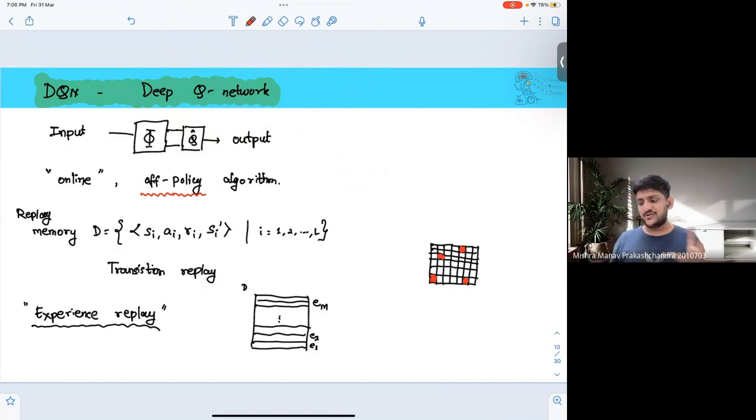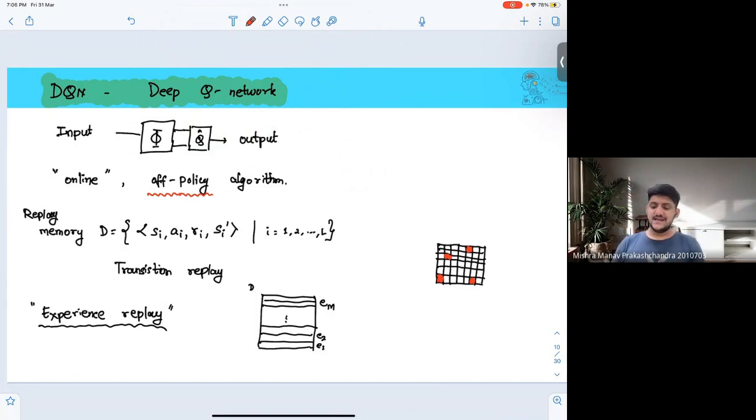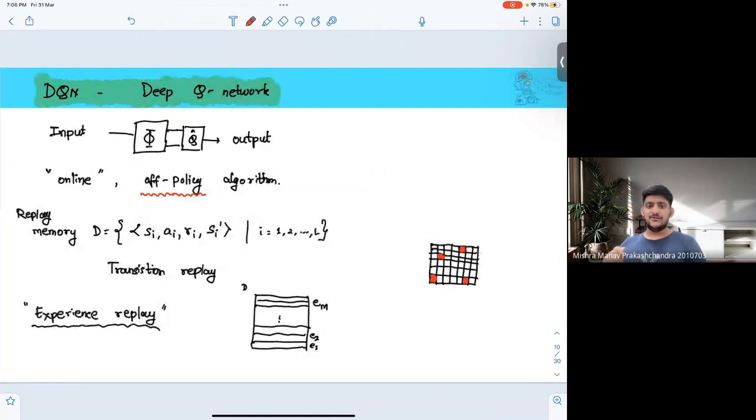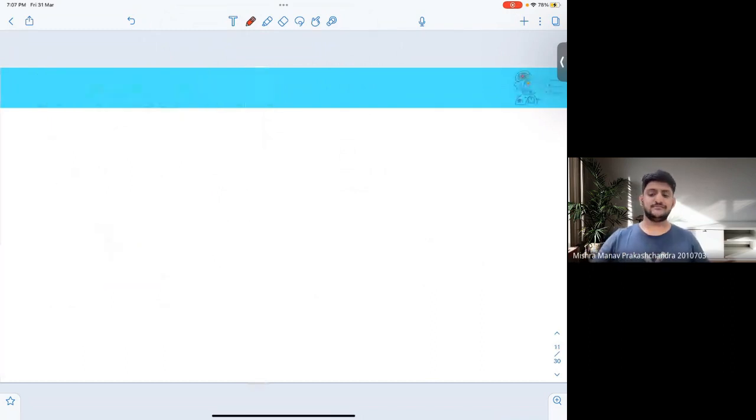So because of such advantages and the ease of implementation in such cases, experience replay makes sense for an off policy algorithm and also helps in faster convergence. Implementation wise, it helps in breaking the correlation ties. So this is the idea behind DQN.